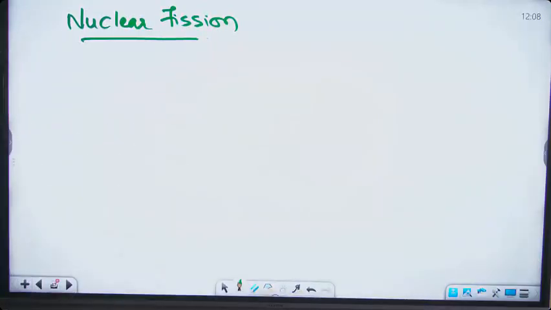Nuclear fission. Now what is this particular fission? What is meant by fusion? So first we'll talk about the case of nuclear fission.